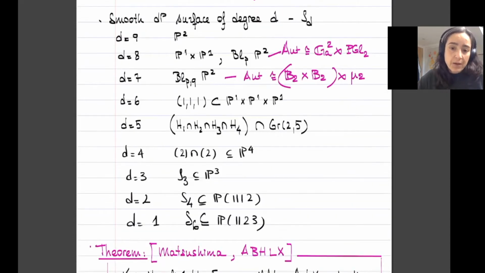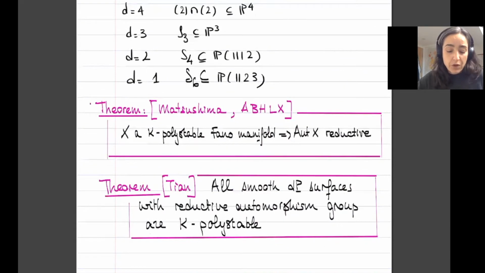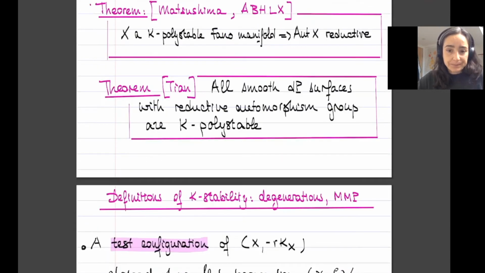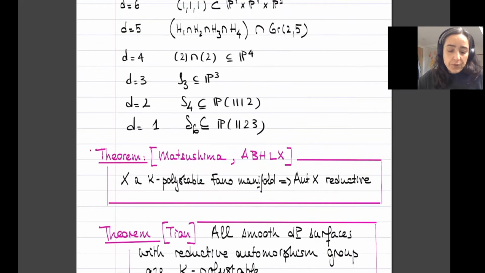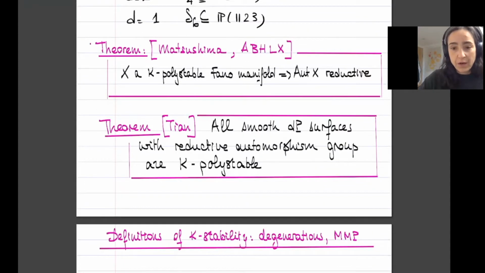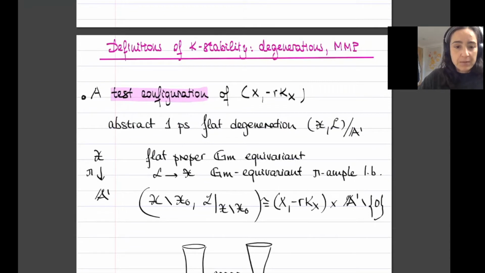So all smooth del Pezzo surfaces, apart from the blow-up of P² in a point or the blow-up of P² in 2 points, are known to be K-polystable. There are some Fano threefolds with non-reductive automorphism groups, and this is already a first result that they are not K-polystable. But I've given you an obstruction to K-stability, K-polystability, but I haven't yet told you what this is.